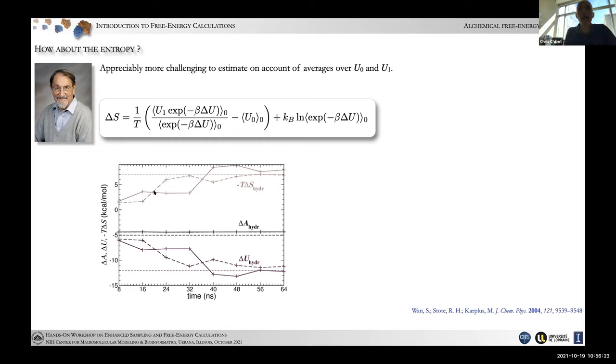It takes way longer to get a converged entropy. And that's connected to what I said previously about the convergence of the averages over the potential energy U0.